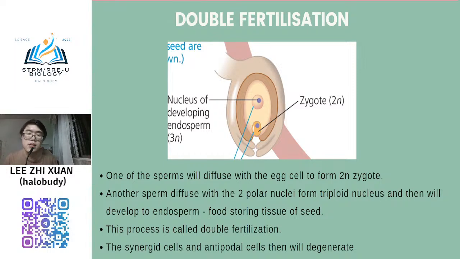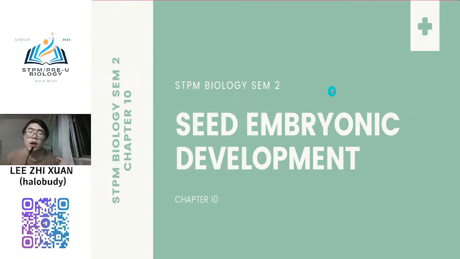After the double fertilization, similar to human, where fertilization is followed by embryonic development, plants also will undergo embryonic development. The plants that undergo embryonic development will produce the seed. So for this topic you need to know the formation of the seed through the embryonic development mechanism.